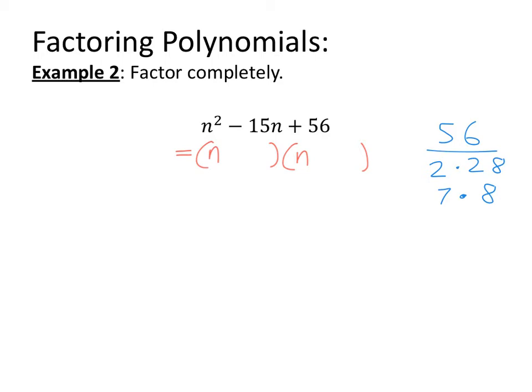If you look at this negative 15 here, and we could make more in this list, but 7 plus 8 is 15. Another way I could write it is negative 7 times negative 8. And a negative times a negative would give us the positive that we need there.